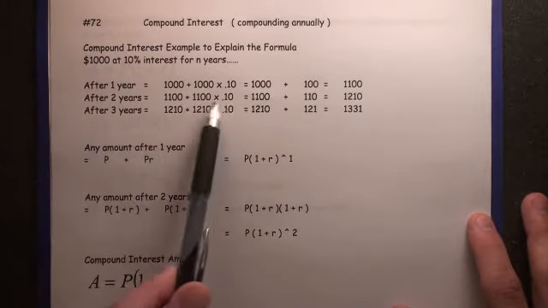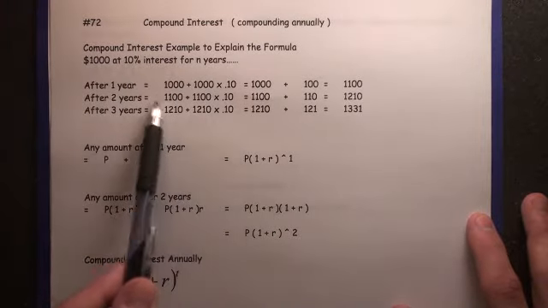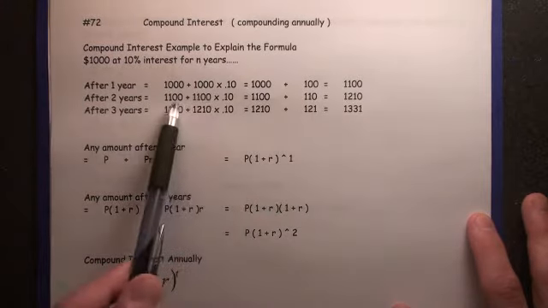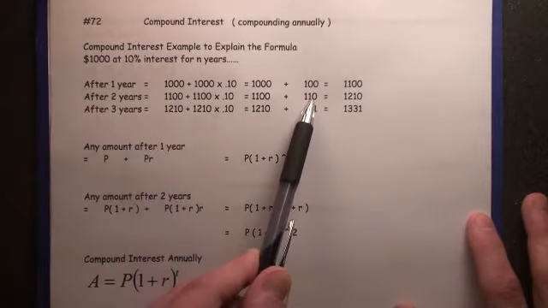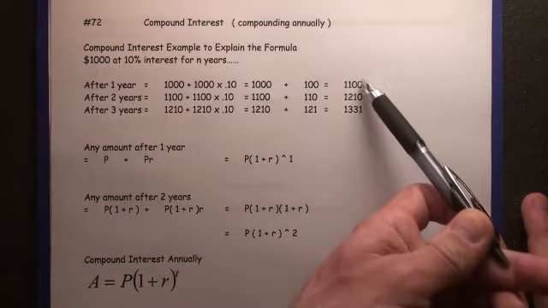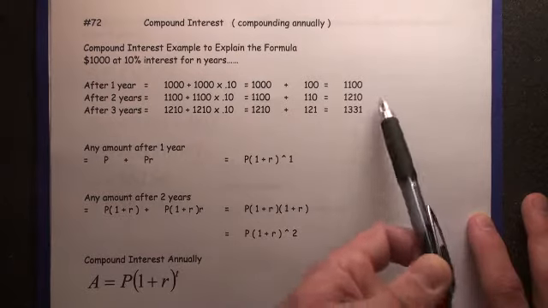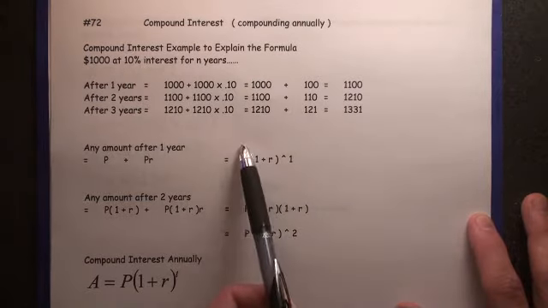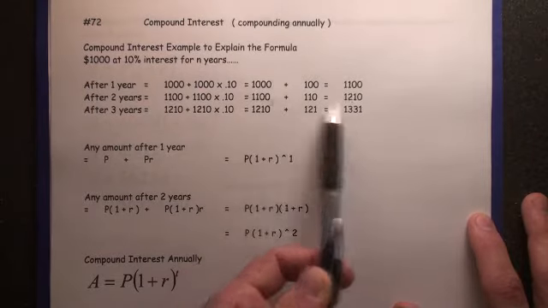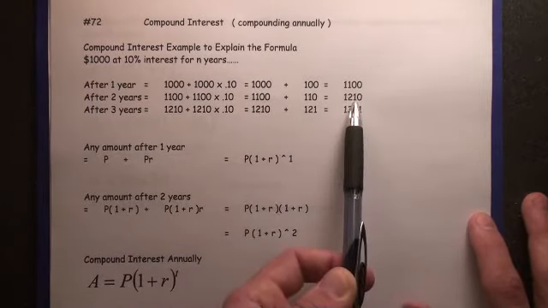After 2 years, we're going to do 10% of 1,100, because after the first year you're going to have 1,100, so now we're going to earn 10% of that. That's going to give us an additional 110. So rather than just earning $100 every year, we're going to earn more than 100 each year. That's the idea of compound interest. We're earning interest on interest. So we're earning 110 here plus the 1,100, so now we got 1,210.